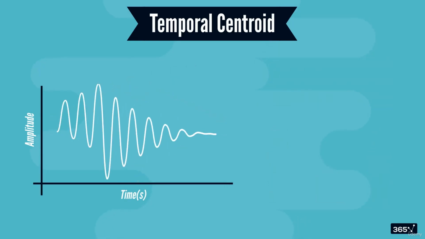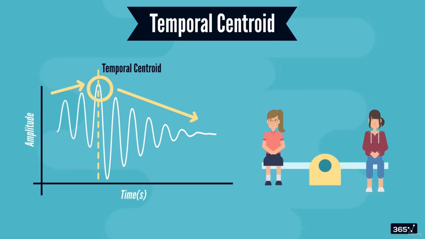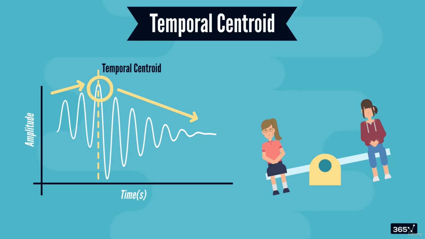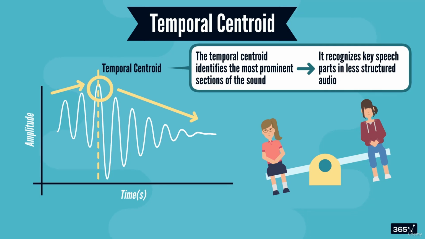If the song isn't symmetric, meaning it doesn't have evenly distributed quiet and loud parts, the temporal centroid will shift accordingly. It may not be in the middle of the clip, but closer to where the song is louder for longer. For instance, if a song begins softly but predominantly remains loud before quickly fading, the temporal centroid will gravitate towards the louder section, its center of loudness, like a seesaw tips towards its heavier side. This flexibility helps identify the most prominent sections of any sound, even when the loudness is unevenly distributed, making it helpful in recognizing key speech parts in less structured audio.